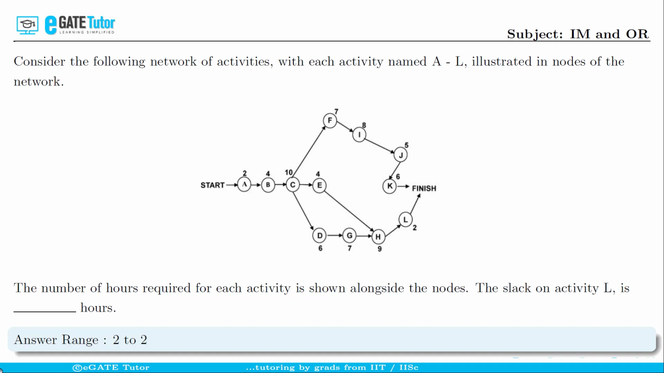We are asked to find out the slack on activity L is dash hours. Okay, here is the activity L and we need to calculate its slack. So for this particular numerical answer type question, the acceptable answer range is 2 to 2. Okay, the first step in the solution is let us check whether activity L lies on the critical path or not. Okay, let's move on to the detailed solution.